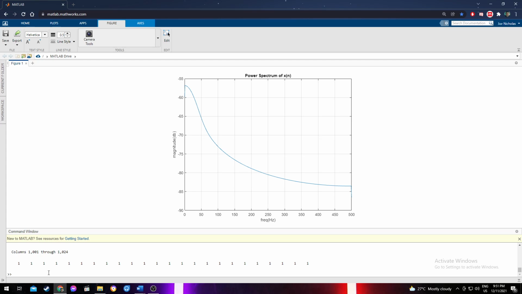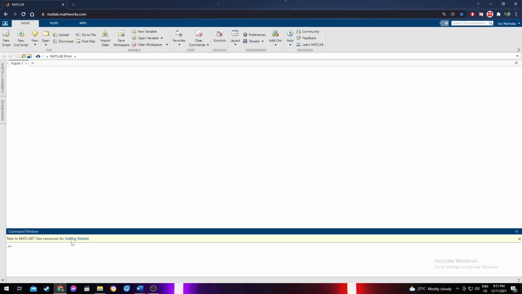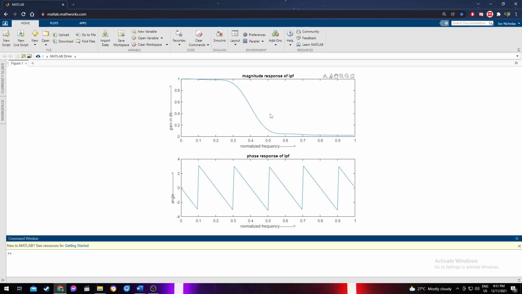So for number 7, we are to design a low-pass FIR filter using Bartlett and Hamming window. So for the Bartlett, here we can see the low-pass FIR filter of the Bartlett window. We can see that the magnitude response of the low-pass filter exponentially goes down before it starts to stabilize at the later half. The phase response has an even distribution of angle and frequency.